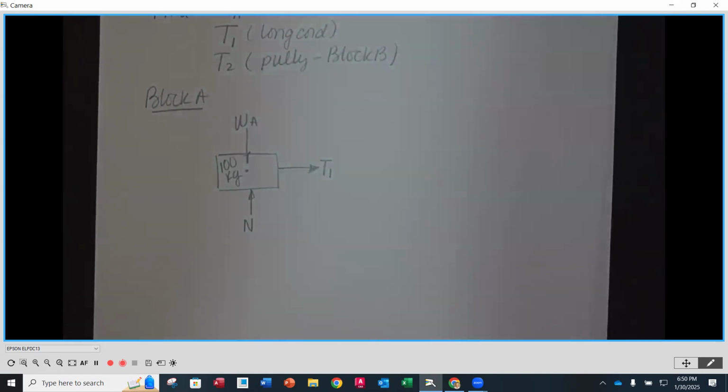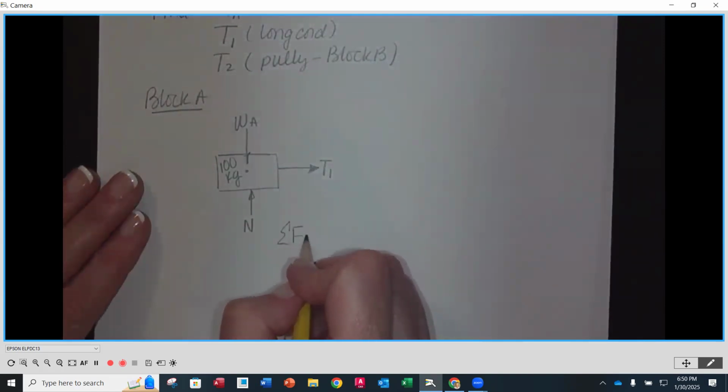It's going to be the tension in the cord or the string that is attached to block A that is then heading down to block B. Okay, so this is the static side. This is going to be the sum of the forces. We're going to go in the X.